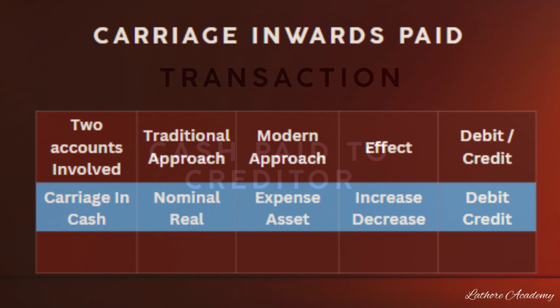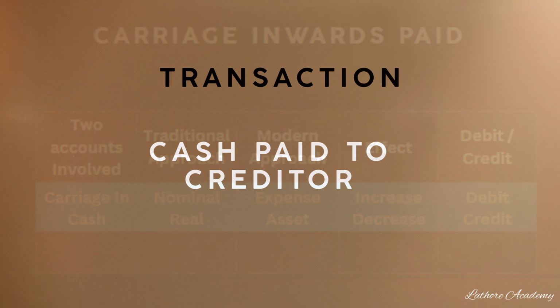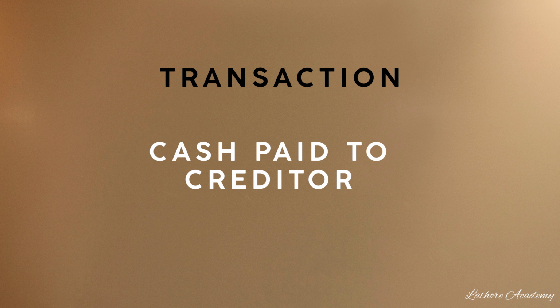Next, cash paid to creditor. These are the examples we have randomly picked to understand the debit credit rule. There is no synchronization or chronological order in how we have taken these examples. This is only to enlighten students how different transactions in the business are generalized. So cash paid to creditor.